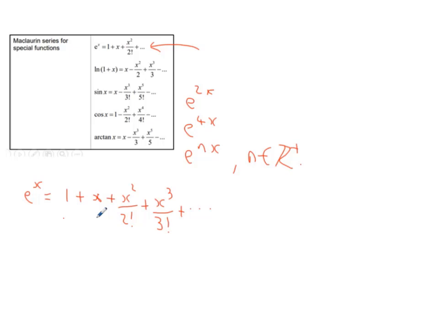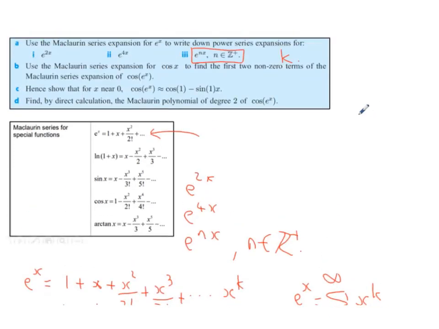I was just about to put x to the n over n factorial, but I need to remind myself I need to work in k's for this question. Otherwise, I'm going to have awful trouble when I get to that n bit. So I'm going to say plus x to the k over k factorial. So that's our e to the x, which could be defined in series form: e to the x equals the sum from k equals 0 to infinity of x to the k over k factorial.